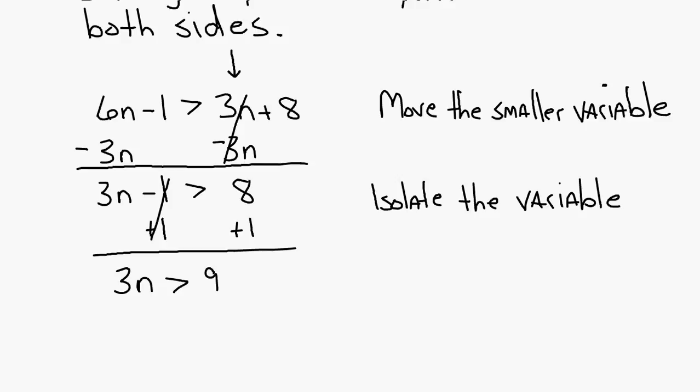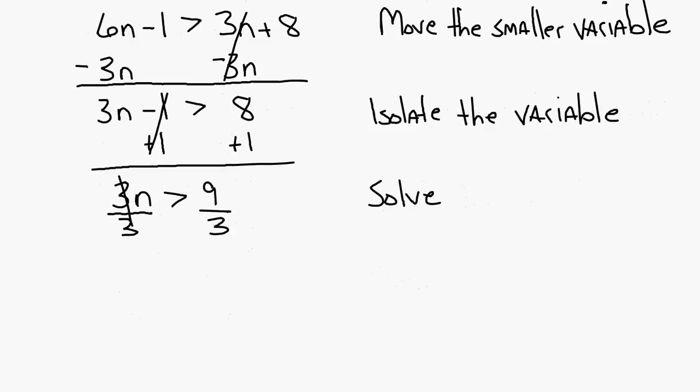And then you've got one step left, and that's to solve. The variable's being multiplied by 3, so you're going to divide both sides by 3. You divided both sides by a positive number, so there's no other work involved except to just simplify. So the 3's cancel, and n is greater than 9 divided by 3 is 3.